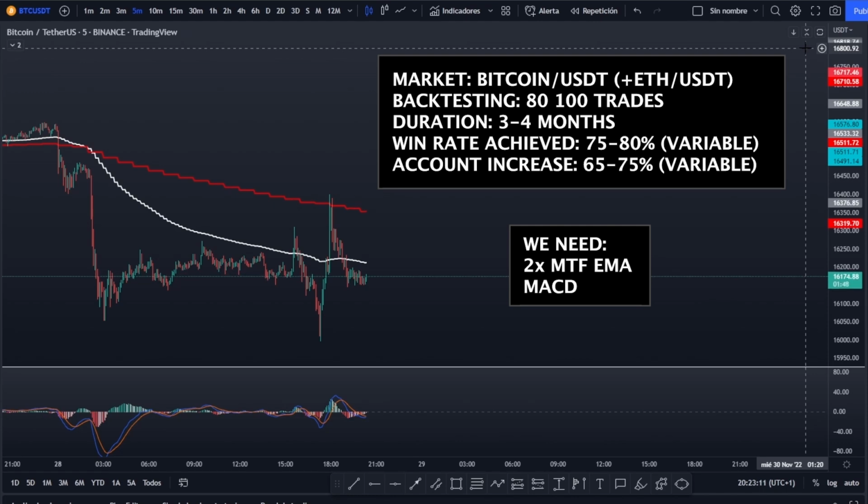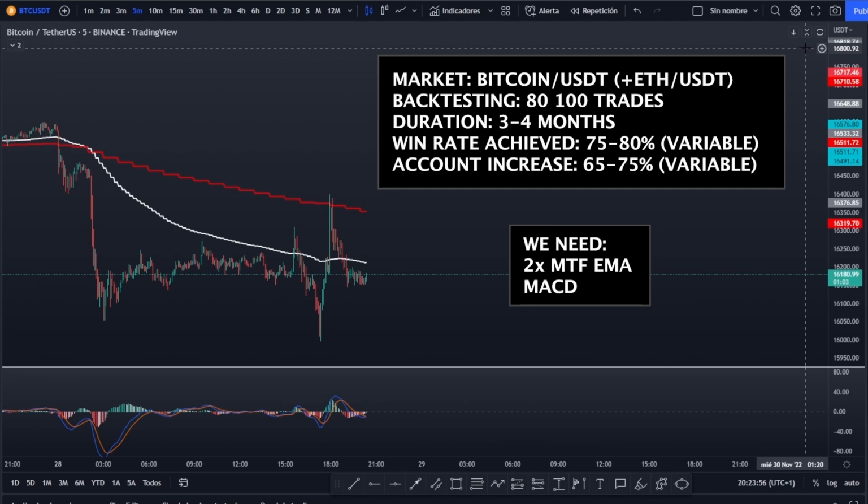It is also a strategy that, by adapting it a little, we could use on other assets. In particular, I'm going to show you how I did it on the pair of Bitcoin with USDT, but I also add that we were testing it with Ethereum USDT, which in the end has patterns very similar to Bitcoin, only with a little more volatility. So I encourage you to test it on Ethereum as well.